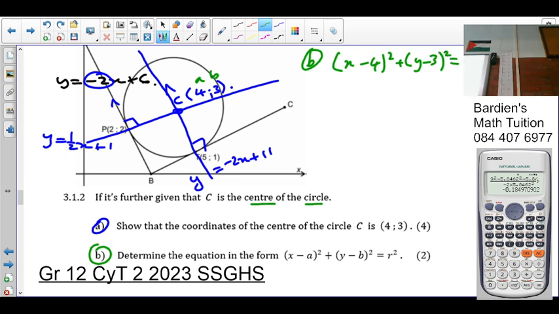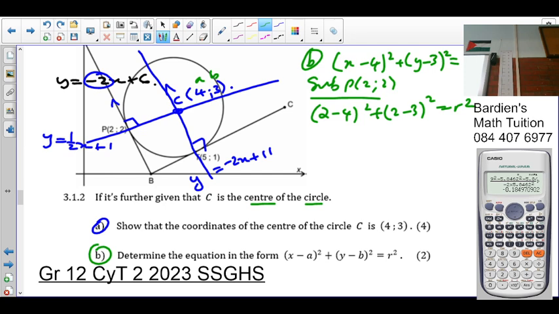Now in order to calculate r, I must substitute the point that's lying on the line. Let's go with P, which is (2, 2). So you get 2 minus 4 squared plus 2 minus 3 squared is equal to r squared. That is 2 squared and 1 squared, so it gives you r squared to be 5. So the equation is x minus 4 squared plus y minus 3 squared is equal to 5.